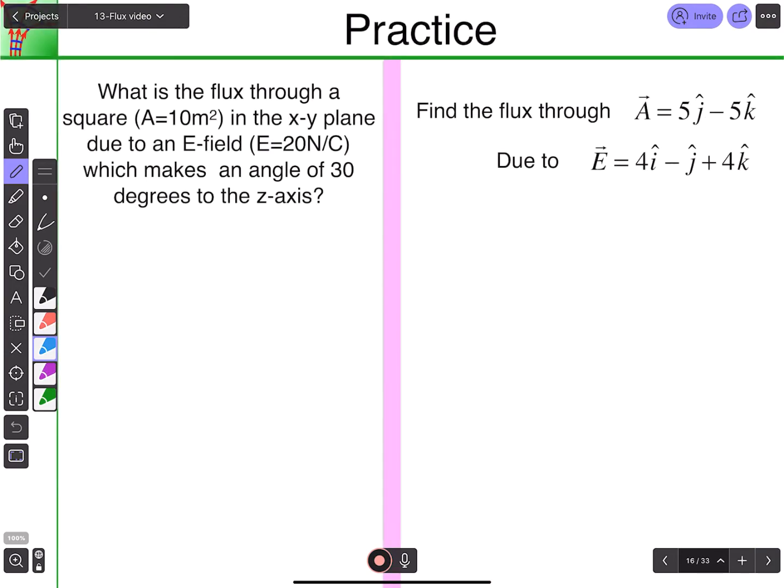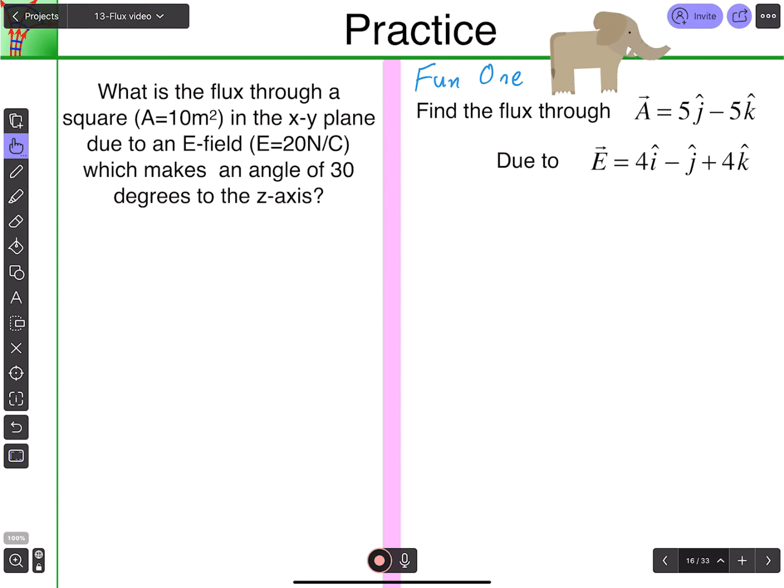All right, that's enough of that. So here's a couple of practice problems for you to try on your own. I may assign this as an online activity, so make a note. This is the fun one. And I'll add a little elephant to remind you that it's fun. Okay?